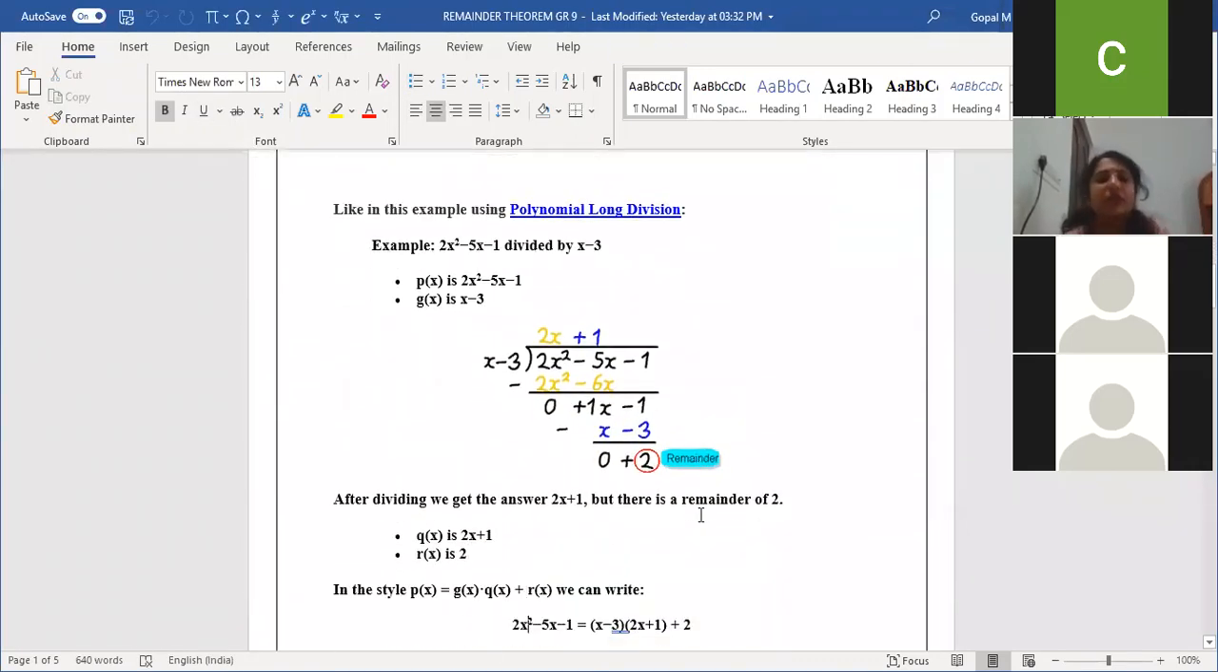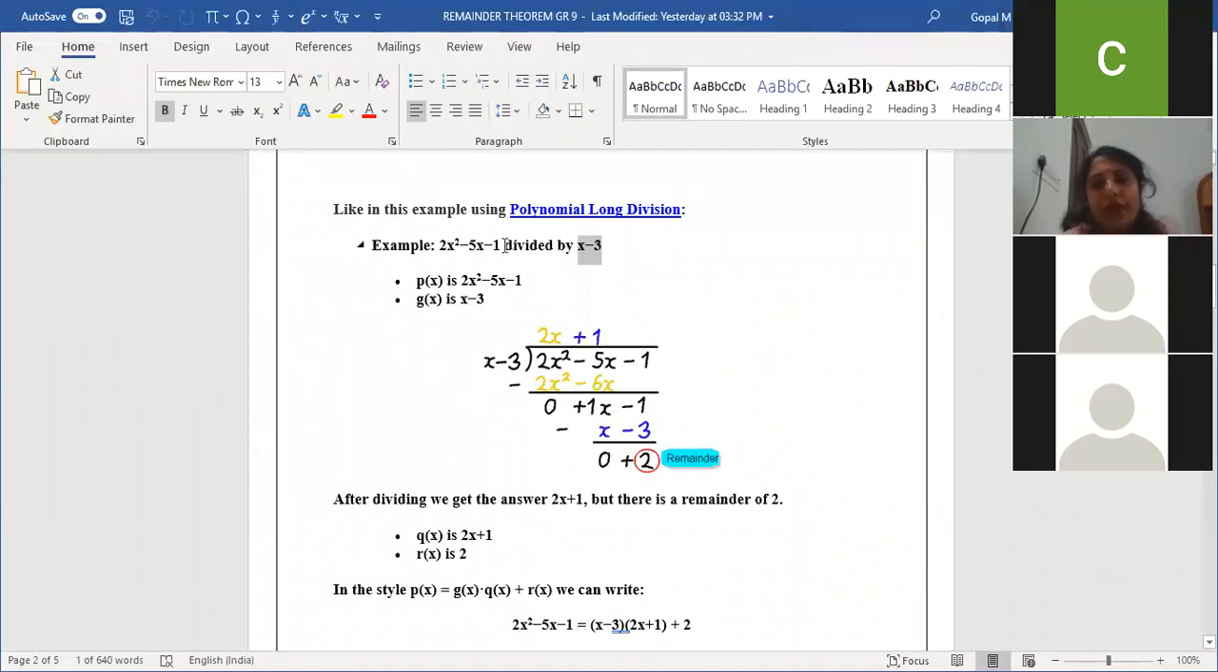Here, I'll take an example with the long division you have learned in your algebraic expressions chapter. Recall what we learned in the previous class. 2x square minus 5x minus 1 is a quadratic polynomial, and x minus 3 is a linear polynomial. Which is bigger, the quadratic or the linear polynomial? Quadratic. So in a division, we always take the bigger one divided by the smaller one, right?